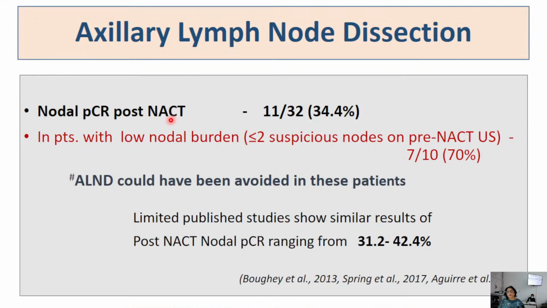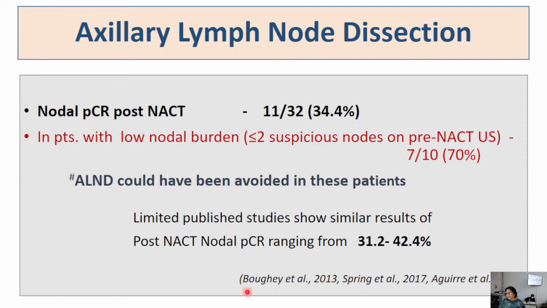On ALND, the total complete response which we estimated was 34.4%. 11 patients had complete response. More so, it was important to note that there were 10 patients with low nodal burden, that is less than 2 suspicious nodes. No doubt the number was very small, but you can see that a significant percentage actually responded to the neoadjuvant therapy. That means that since these patients respond so well, ALND could have been avoided in them. But there is very limited literature available.